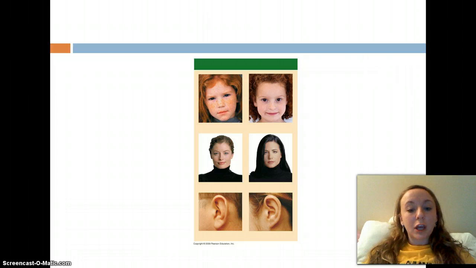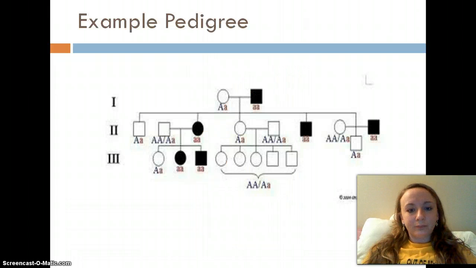So here's a picture just showing you examples of some of the things that we can use pedigrees for. Freckles, widow's peak, or attached or detached earlobes. We also use it to take a look at diseases such as dwarfism, because that's a dominant trait, deafness, and other diseases such as Huntington's disease. So it's a very beneficial thing to have.